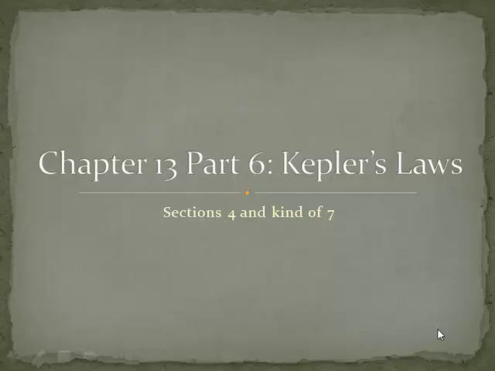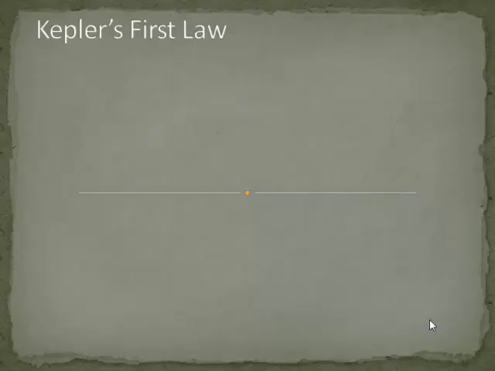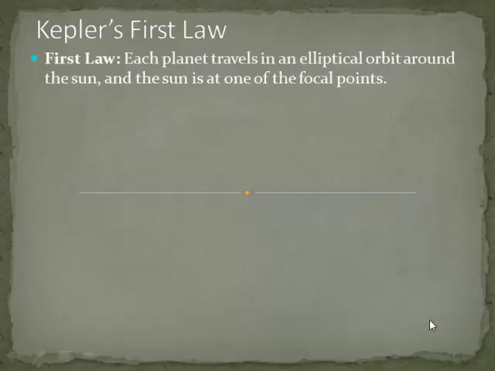This is Chapter 13, Part 6, Kepler's Laws. Corresponds to Sections 4 and kind of 7 in your textbook. Kepler has 3 laws, so we'll go through each of them.